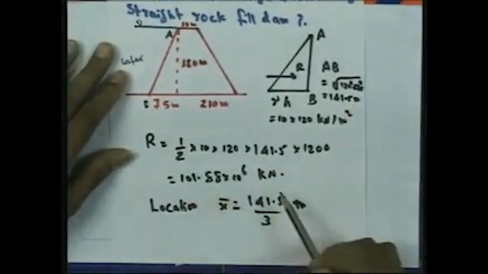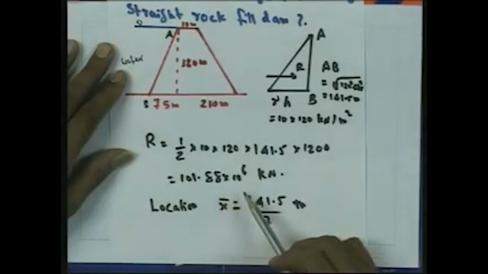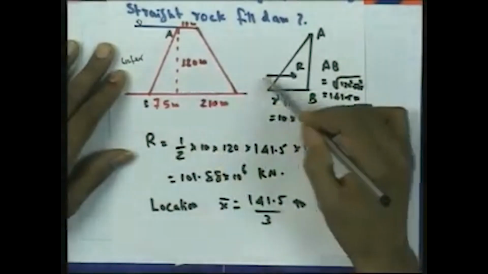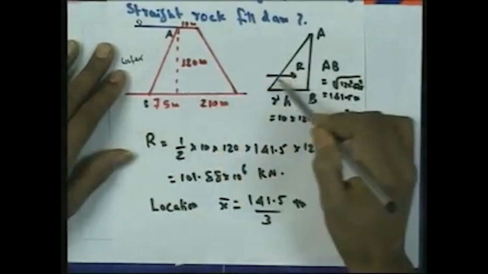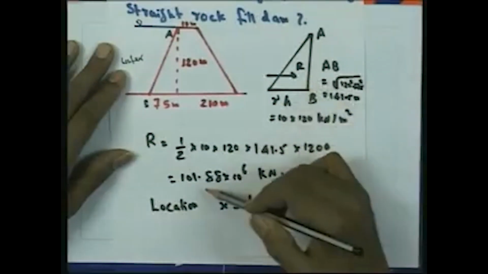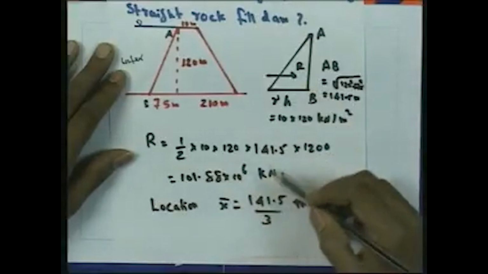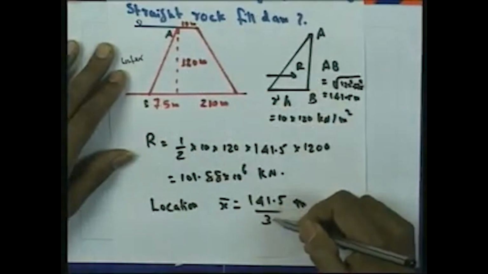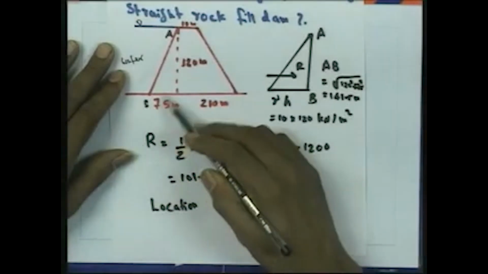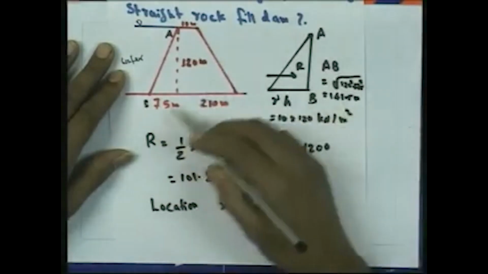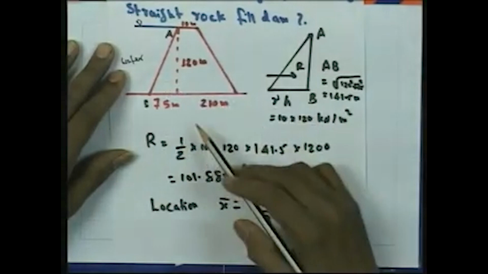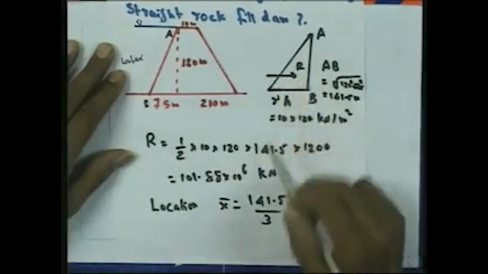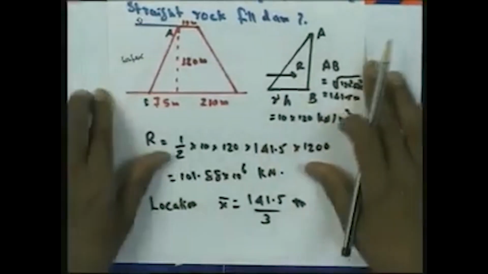That will be equal to 101.88 into 10 to the power 6 kilonewton. The resultant force R is acting at this particular location. The location x bar will be equal to AB by 3 from the base, so that will be 141.5 by 3 from the base. This is the center of pressure, and the simplest resultant force will be this much R, acting at this location. So, this is a simple problem.